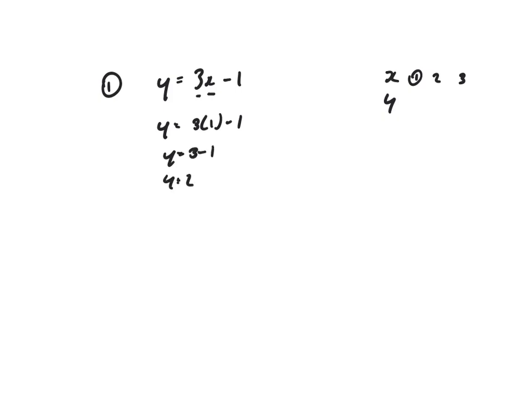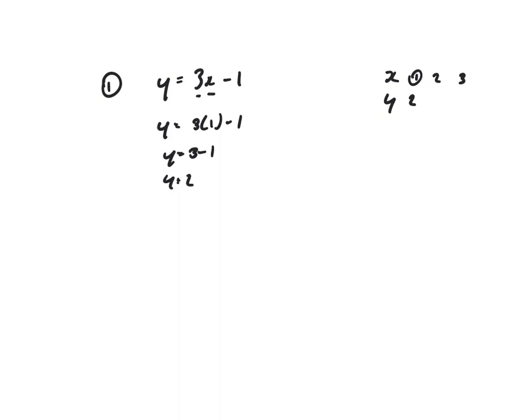Okay, question 1. We've been given an equation y equals 3x minus 1, and we're asked to complete the table of values. X is 1, 2 and 3. Okay, so we've got a relationship here between y and x. The y coordinate is the x coordinate tripled and then take away 1. So if the x coordinate was 1, that would be 3 lots of 1 take away 1. That's 3 minus 1, and that's 2.